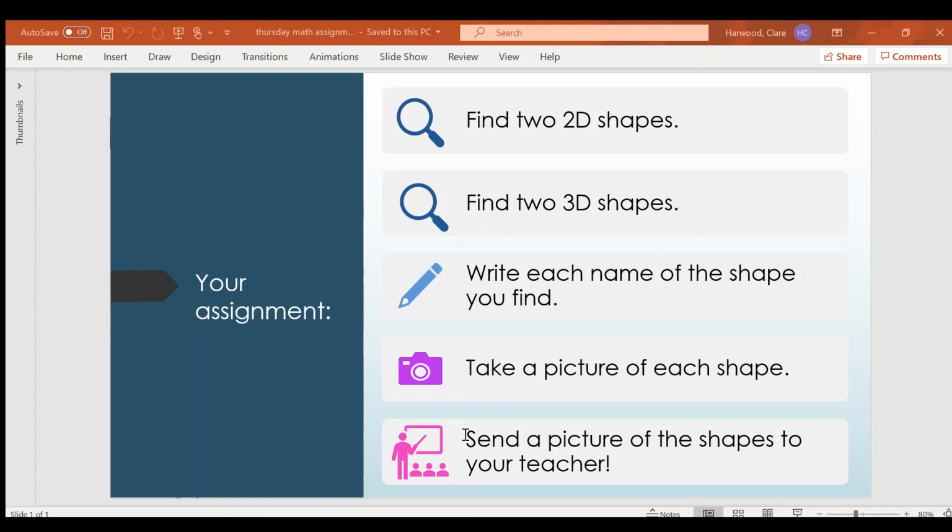Once you've found those shapes, take a picture and send it to your teacher to show them all that you have learned about shapes today. So get out there and look for those shapes, and I'll see you tomorrow.